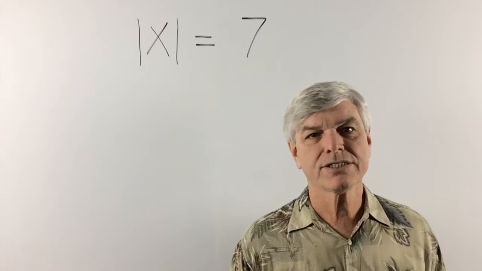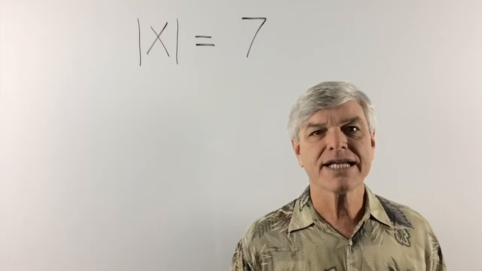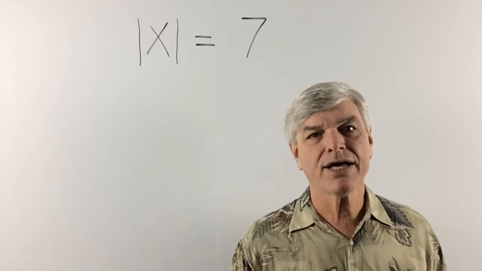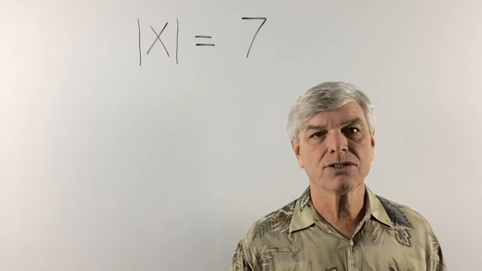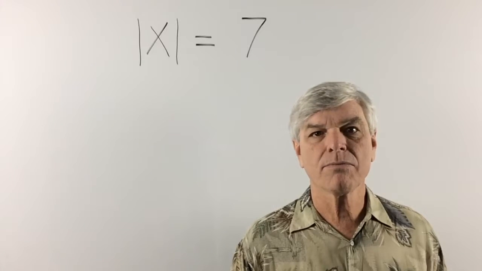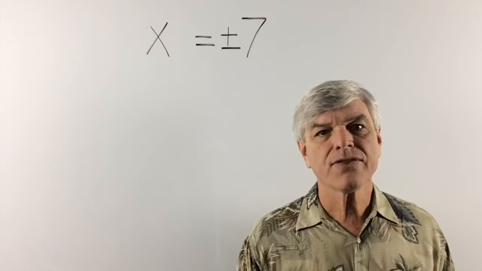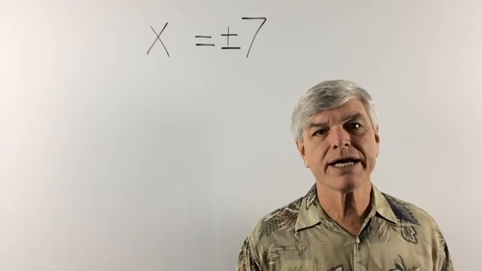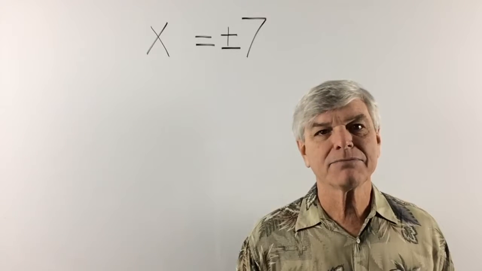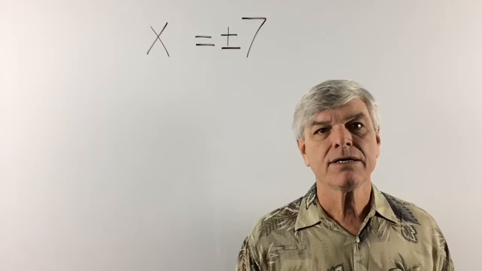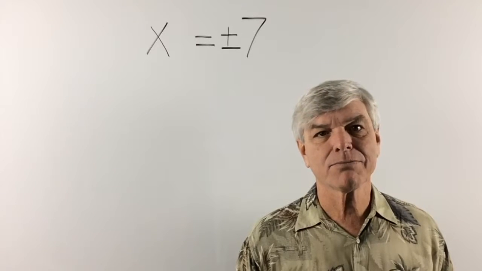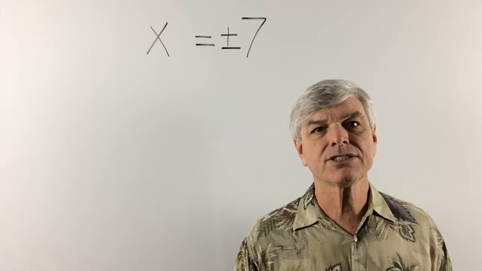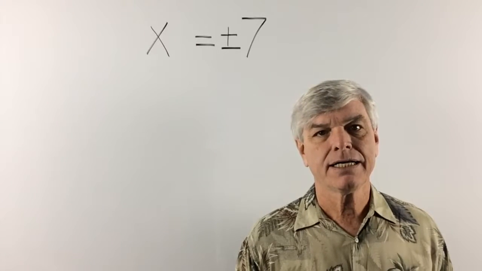Solving linear equations where the variable has an absolute value. Now, when the variable has an absolute value, that means the solution is plus or minus. So the absolute value of a variable, in this case x, equals plus or minus 7. Now that symbol you see in front of the 7 is plus or minus. As you can see, there's a plus sign on top and a minus sign on the bottom. Might look a little funny, but you're going to start seeing that symbol a lot.